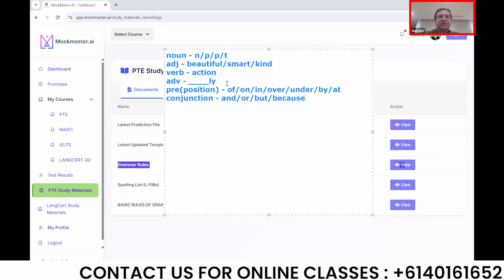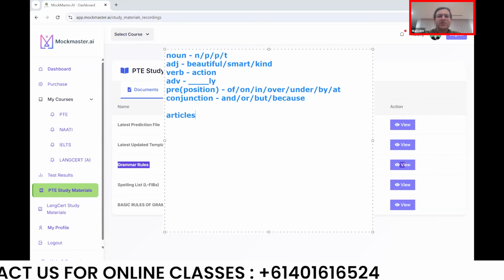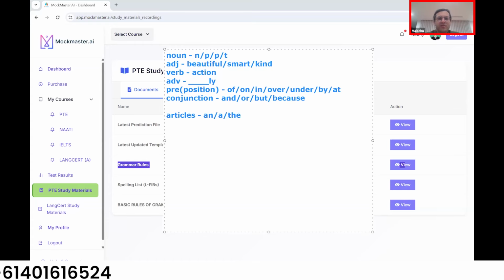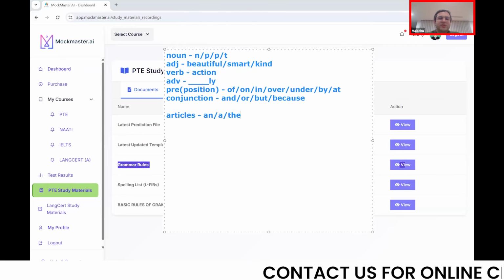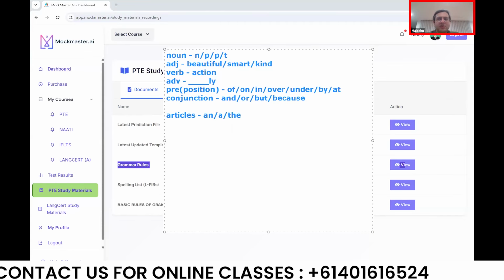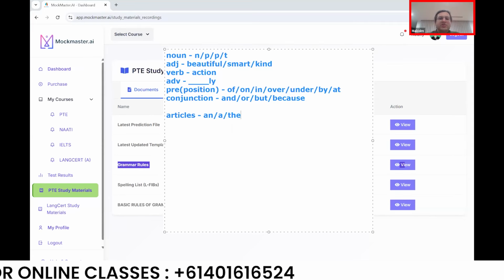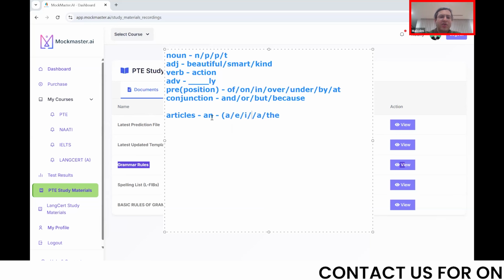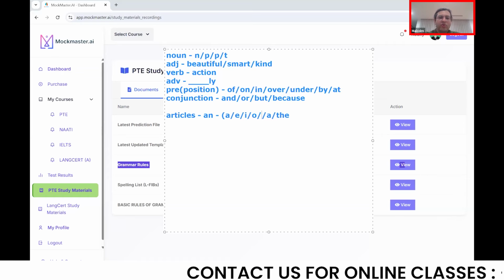Then we also have articles. Articles are not parts of speech, but they are important for grammar. A, an, and the. As I already explained, the is used for something specific. A and an are used for a general introduction. A is used before a consonant sound. An is used before a vowel sound. What is a vowel sound? Starting with A, E, I, O, U.